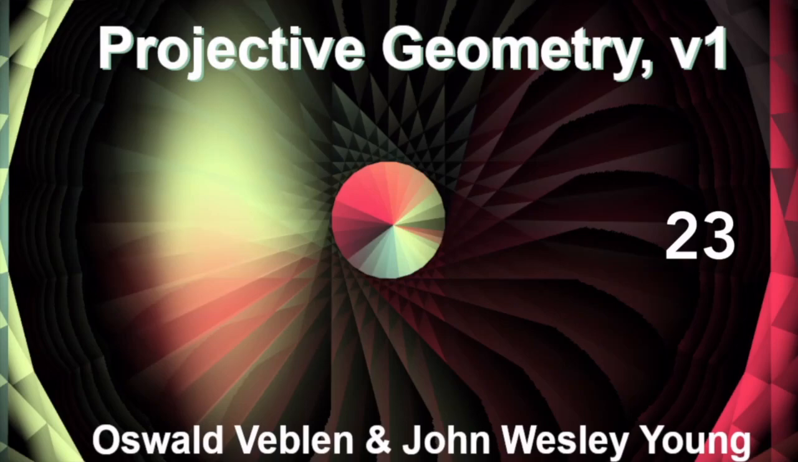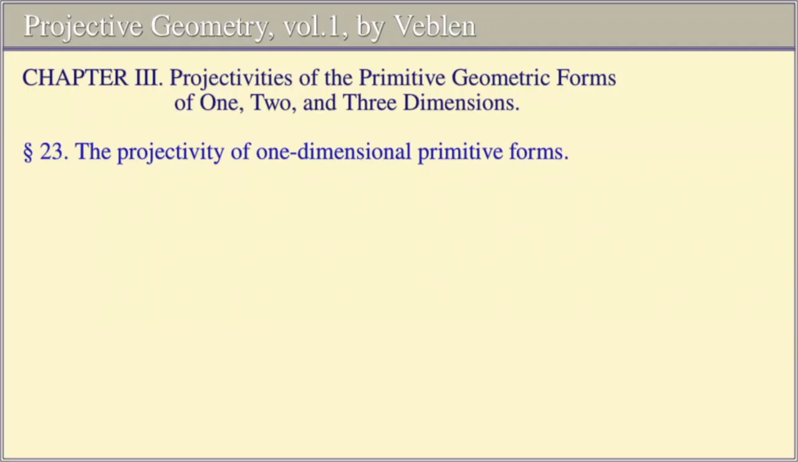Projective Geometry, Volume 1, by Oswald Veblen and John Wesley Young. Chapter 3, Projectivities of the Primitive Geometric Forms of 1, 2, and 3 Dimensions. Section 23, The Projectivity of One-Dimensional Primitive Forms.